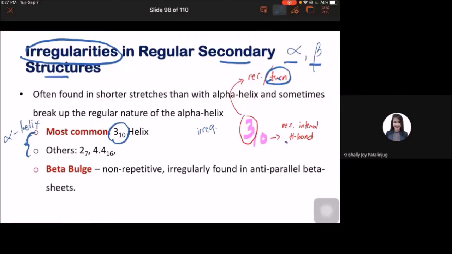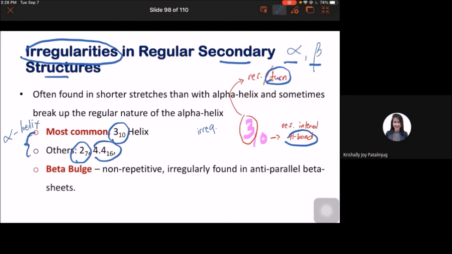And what about for hydrogen bond? Ilan dapat yung amino acid residue bago mabuo yung hydrogen bond? Yes, 4. Yan yung basic, no? So, hindi naman all the time perfect, 'di ba? Meron ding sometimes hindi yan nasusunod. So, yan yung common 3:10 helix structure. I repeat ha, mga irregularities to. So, the other irregularity sa alpha helix is 2:7, 4.4:16.